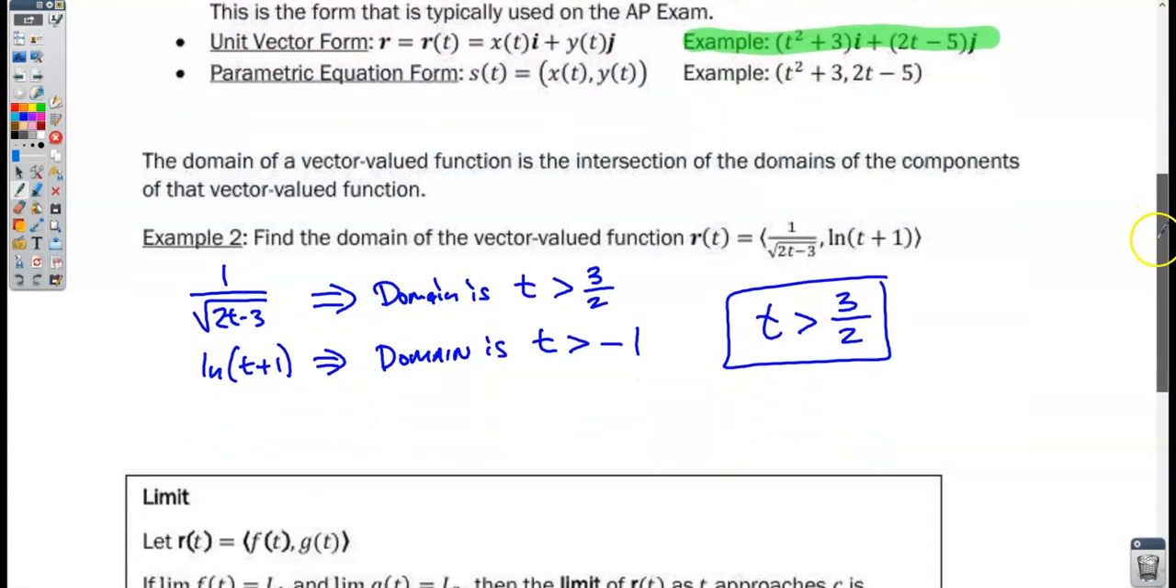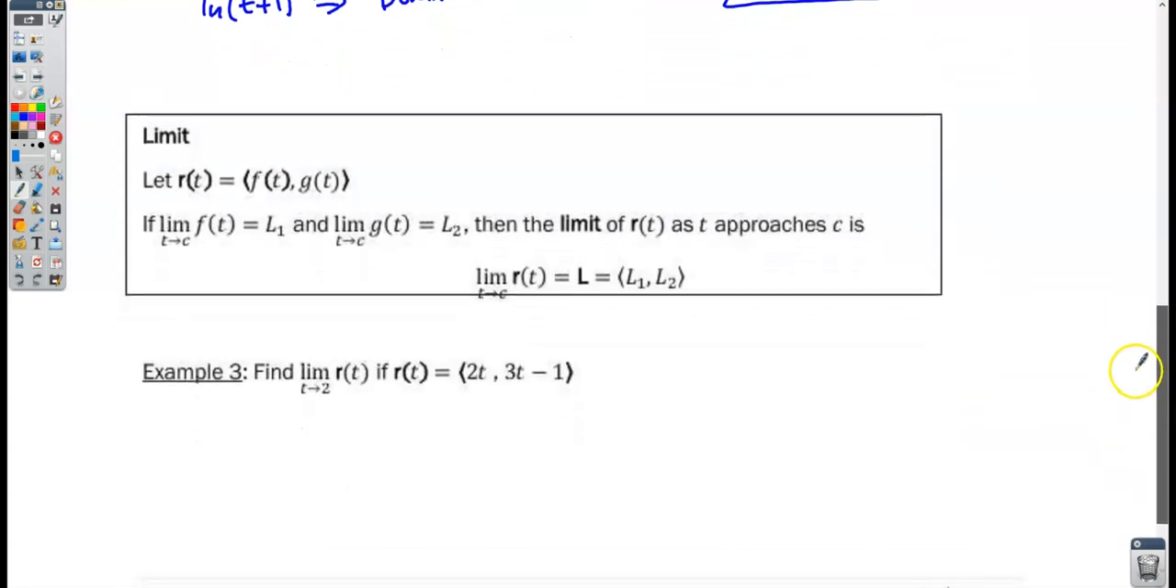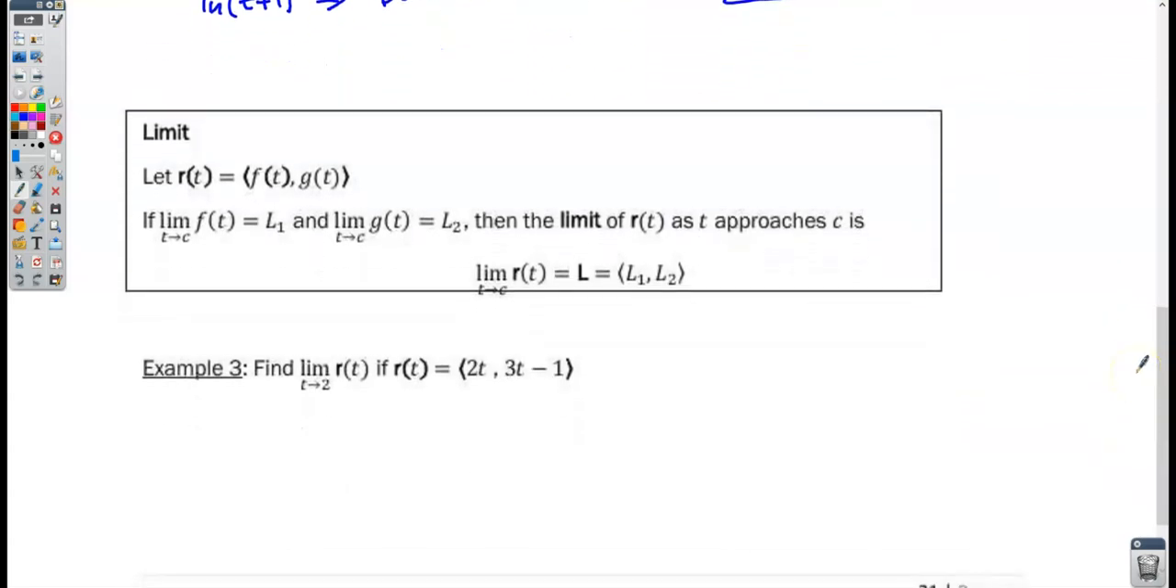Just going to keep plugging until I'm almost out of time. The limit of a vector-valued function. If we have the vector-valued function r of t here, if the limit as t approaches c of the first component is L sub 1, and the limit as t approaches c of the second component is L sub 2, that means the limit of this vector-valued function is the vector L with components L sub 1, L sub 2.